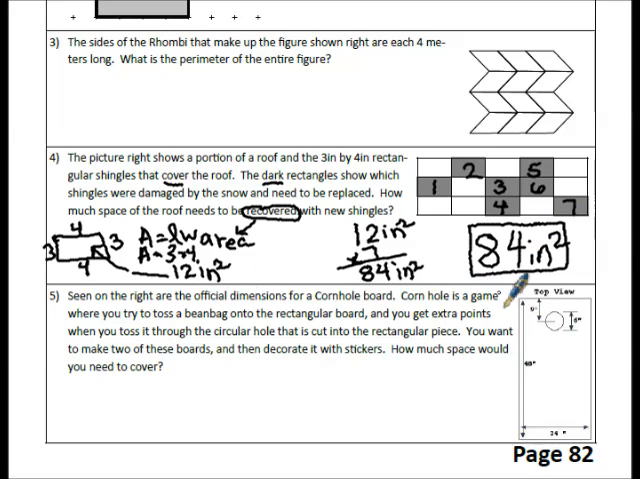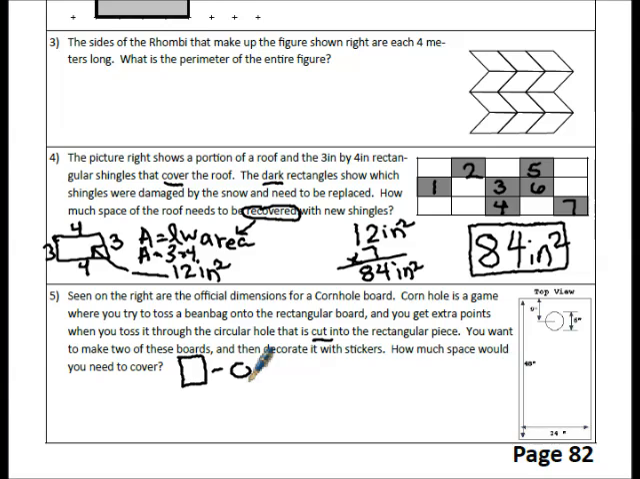Seen on the right are the official dimensions for a cornhole board. Cornhole is a game where you try to toss a bean bag onto the rectangular board, and you get extra points when you toss it through the circular hole that's cut into the rectangular piece. So it's cut, it's taken away. And you want to make 2 of these boards and then decorate it with stickers. How much space would you need to cover?